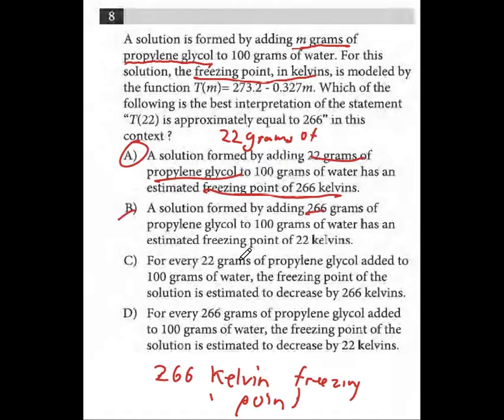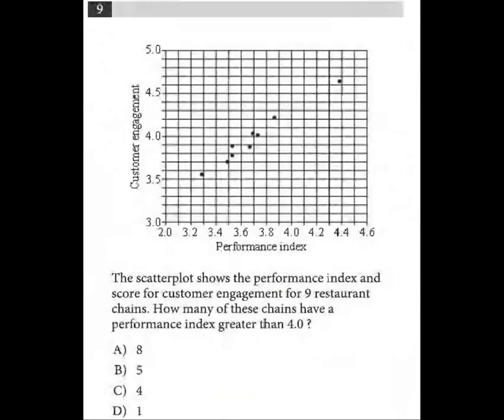So no, this is decreased by 266 Kelvin. No, this just gives us the freezing point already. And then this is 266, so no. So the correct answer is A. Okay, question 9.